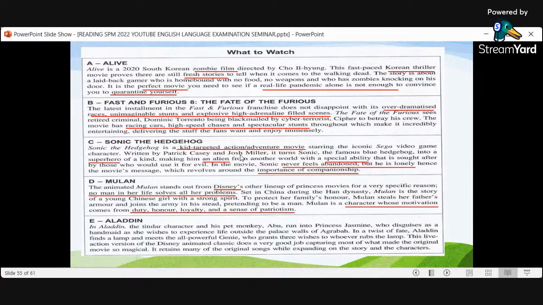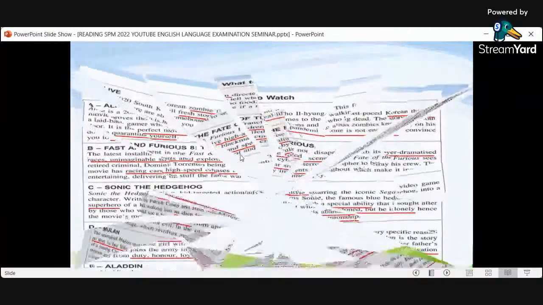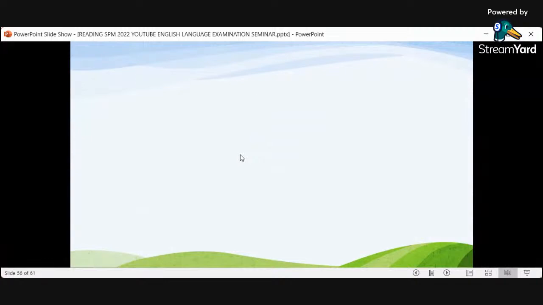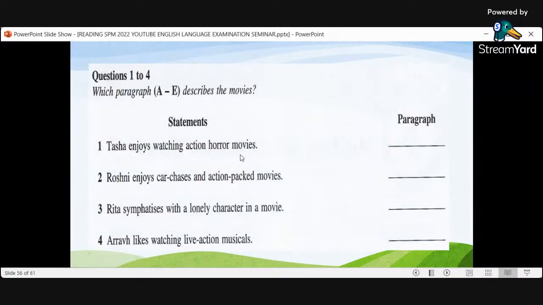No man in her life solves all her problems. And Mulan is a character whose motivation comes from duty, honor, loyalty, and a sense of patriotism. And then you have Aladdin, which is a live action version of the Disney animated classic. Okay, so that's the text. And then you have which paragraph A to E describes the movie.